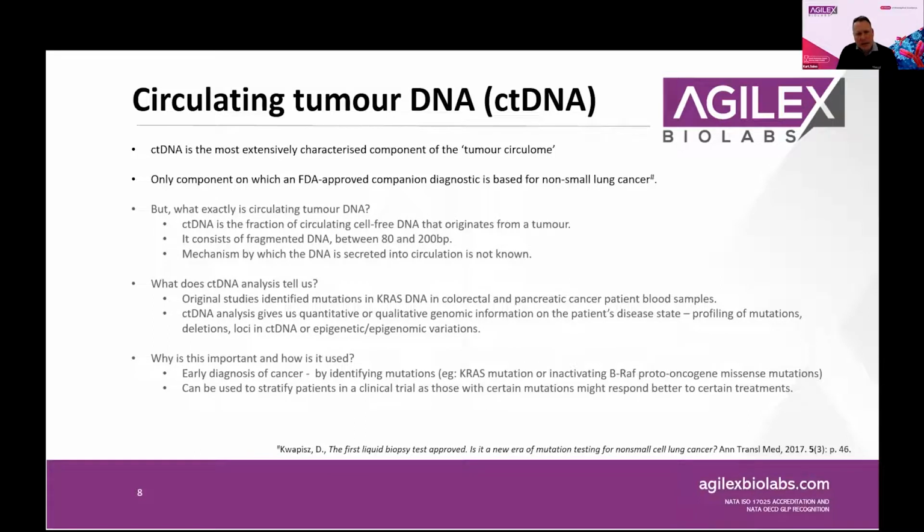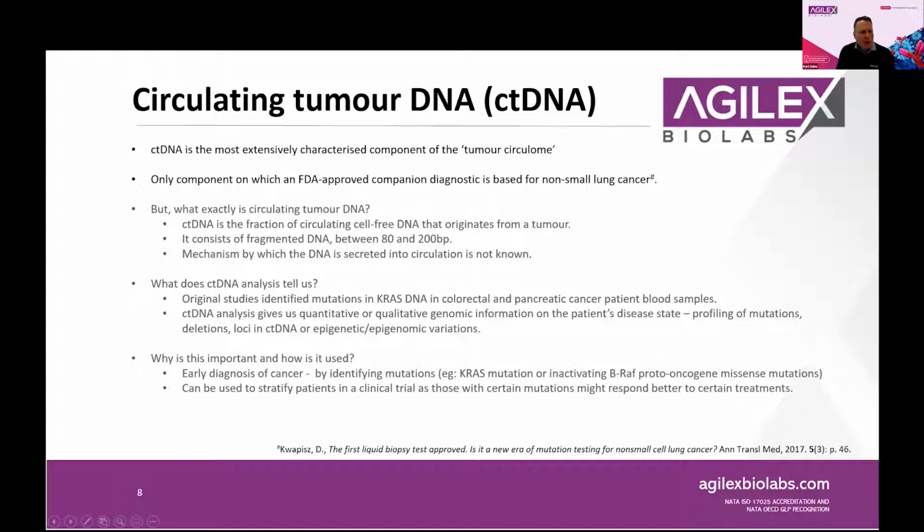So what is ctDNA? So circulating tumor DNA, it really is one of the most extensively characterized components of the tumor circulome, so the circulating tumor material. And really, it's the only component on which an FDA-approved companion diagnostic is based, and this was developed for non-small cell lung cancer. And I have put the reference at the bottom in case you're interested.